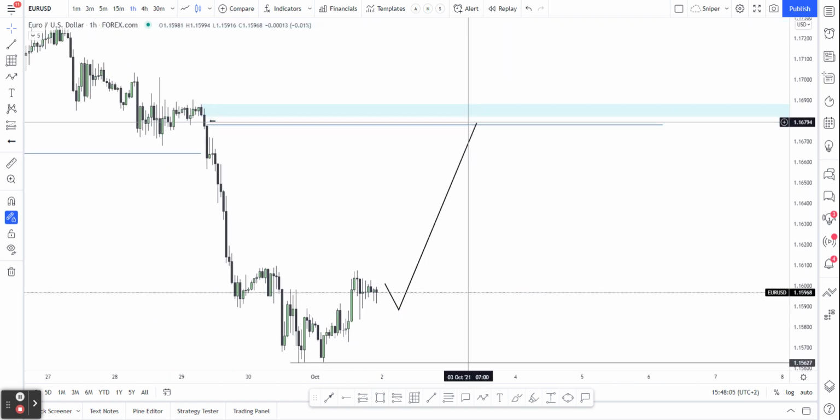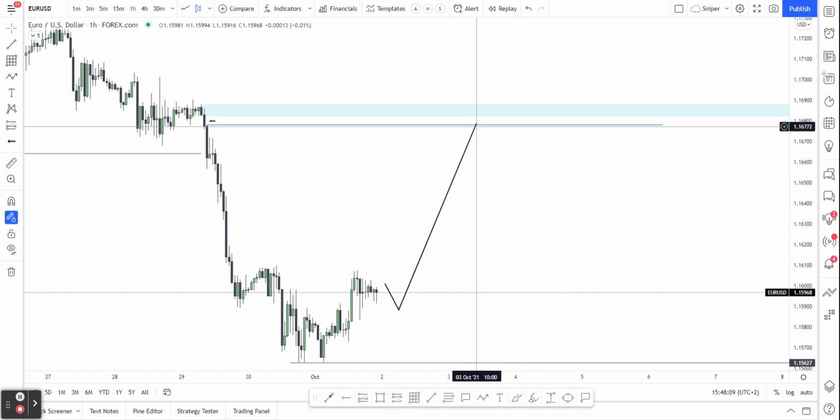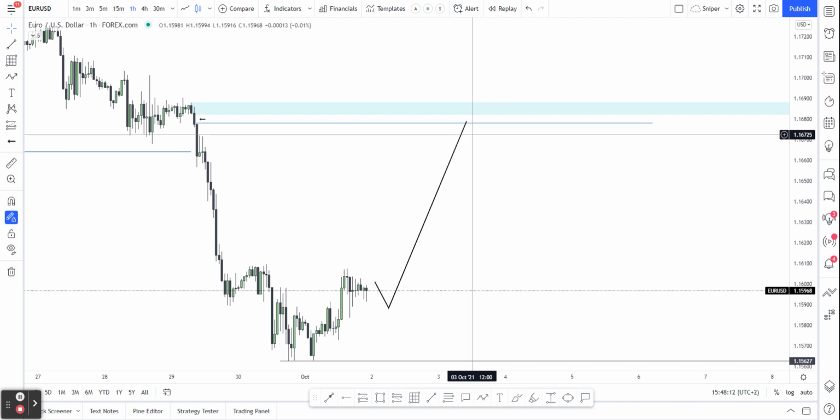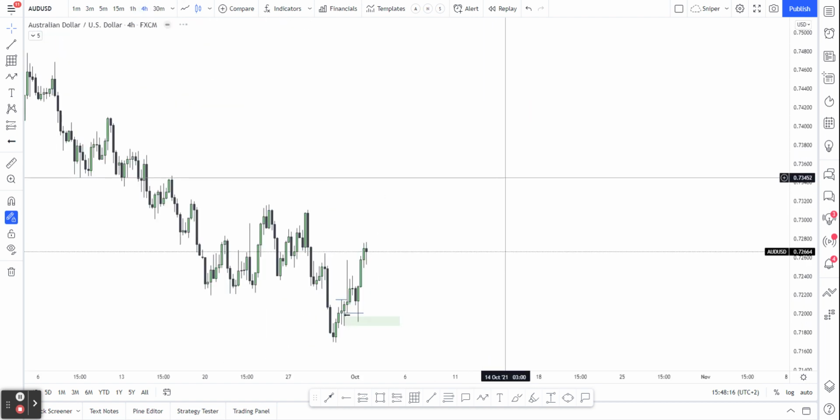I do think hopefully we can see price go back up towards the upside. Pretty clean, clear analysis, I think. We'll just see then how the early week plays out and how we can then capitalize on it. Let's have a look at the next pair.